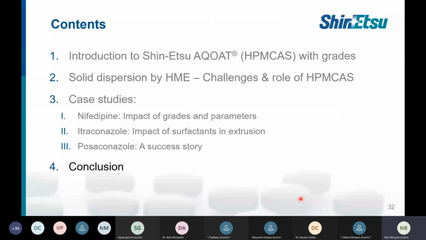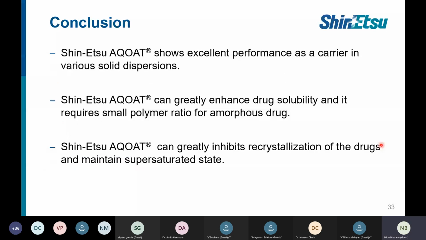So just to conclude, what I can say is that HPMC-AS can be a very suitable polymer for solubility enhancement in this case.